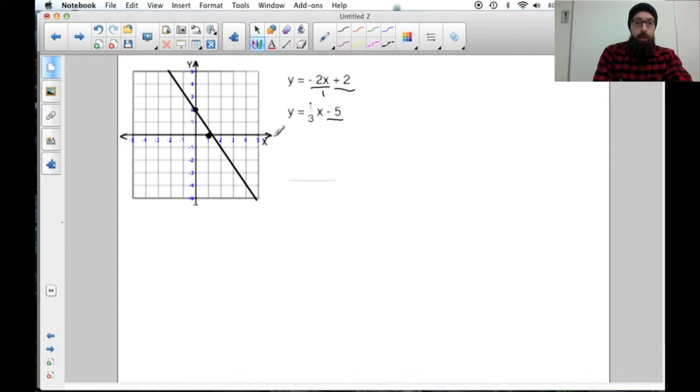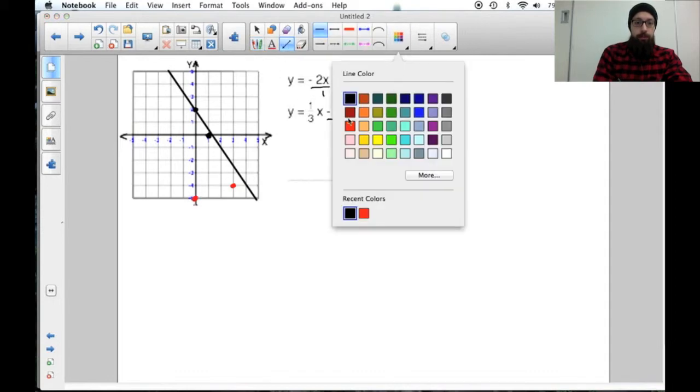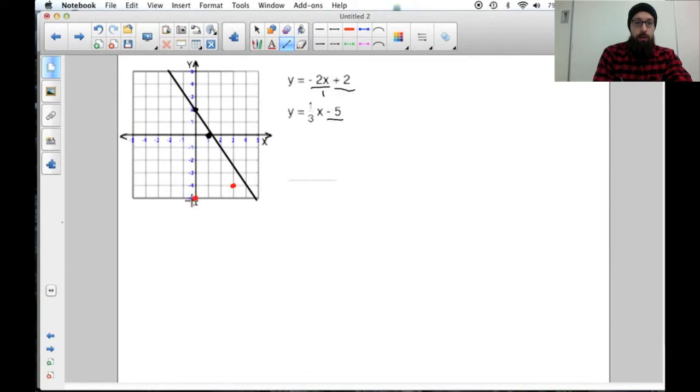So we go down 1, 2, 3, 4, 5. Let's use red. This is going to be our first point. Then we look again. We have 1/3 x. The number on top is our rise, and the number on the bottom is our run. This is a positive slope, so we go up 1 and to the right 1, 2, 3. From there we draw our line, and we'll make it red. Where they meet is our answer.